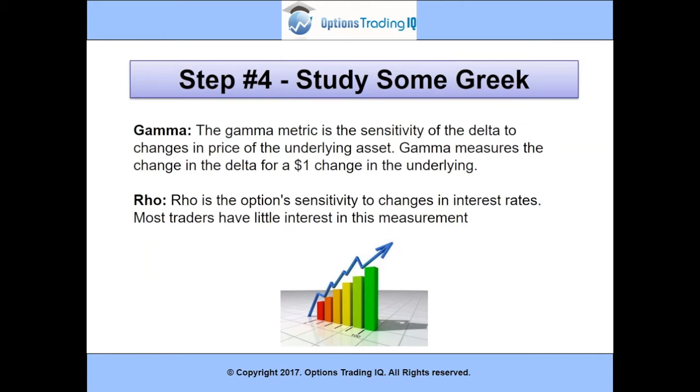Rho is the last one. So Rho is the option sensitivity to changes in interest rates, and most traders have very little interest in this measurement. So, the last few years we've been in a really low interest rate environment. Interest rates haven't been moving around all that much, and generally with 30-day or 60-day options, changes in interest rates aren't really going to have a meaningful impact on the price of options. So most options traders don't really worry about Rho.